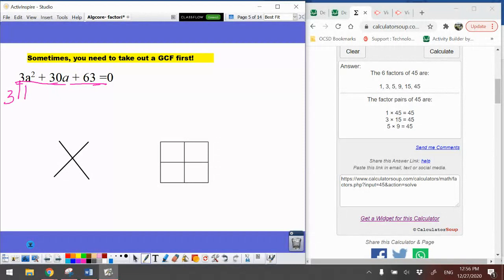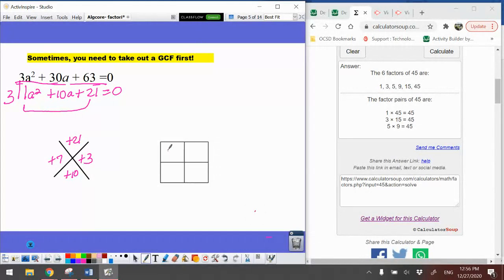So 3 divided by 3 is 1. 30 divided by 3 is 10. And 63 divided by 3 is 21. Now that is a much easier problem. Okay? And it's a much smaller number. So 1 times 21 and a positive 10. Well, that's pretty easy now because I know that's a positive 7 and a positive 3.